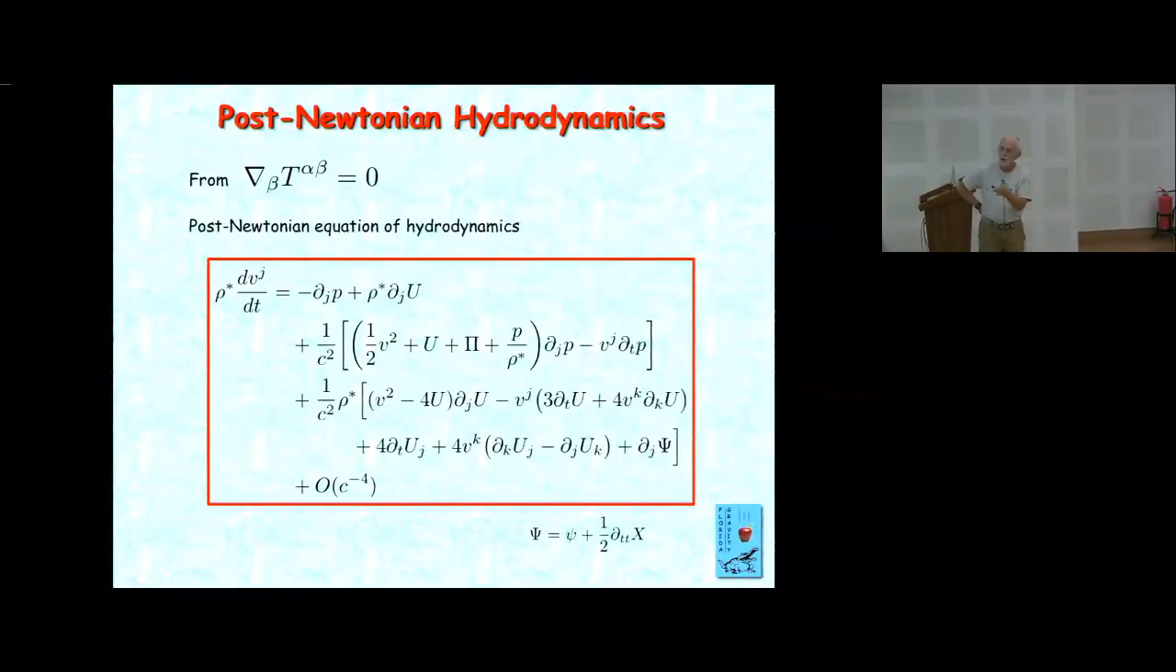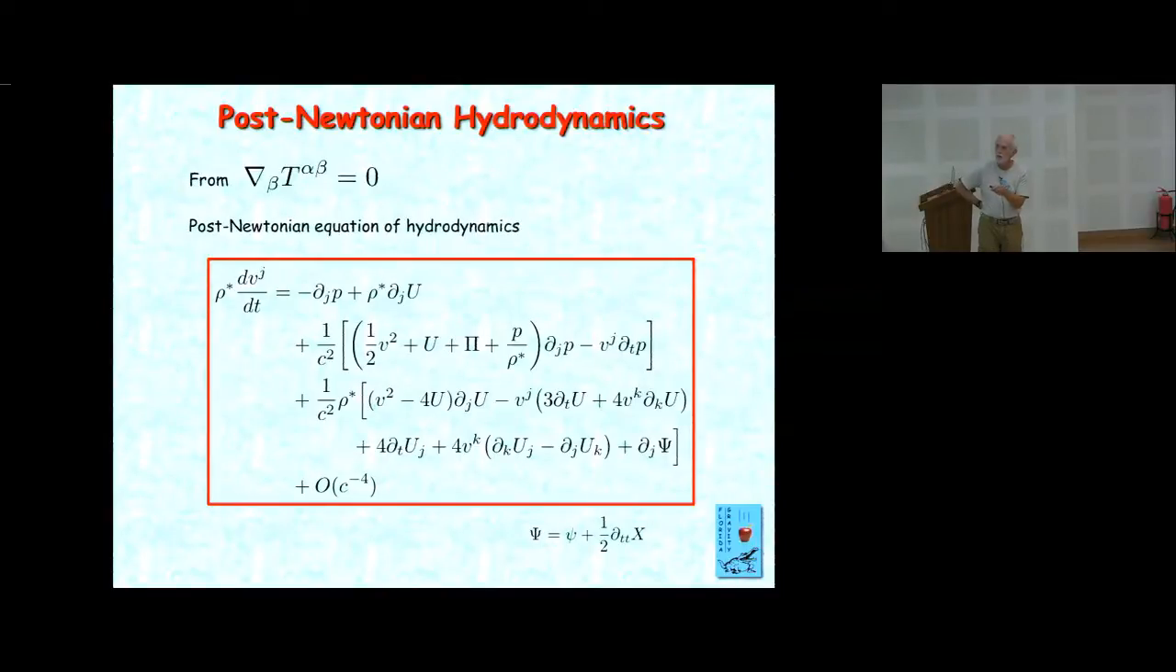On the first line is just this famous Euler equation. Rho dv dt is minus grad p plus rho grad u. Here, of course, we're using rho star because we really like this conserved density because of its nice conservation properties, but otherwise it looks just like Newton. And then there are correction terms. Correction terms to the potential gradient.